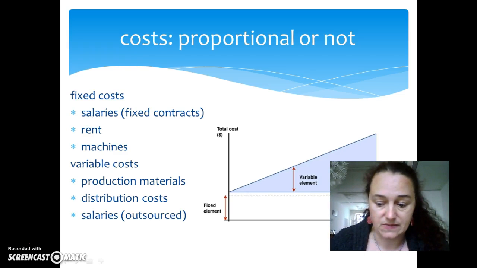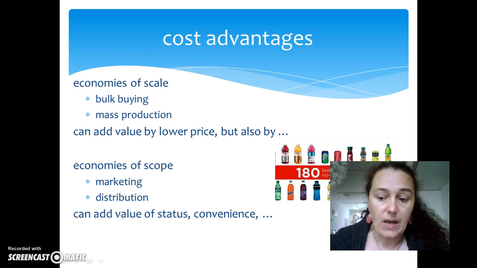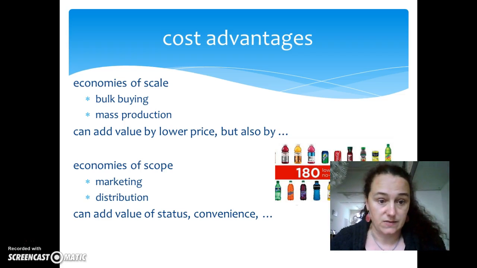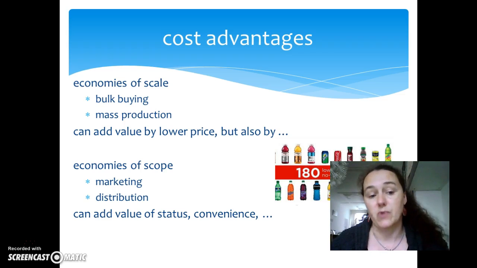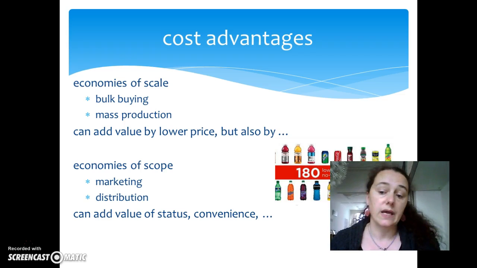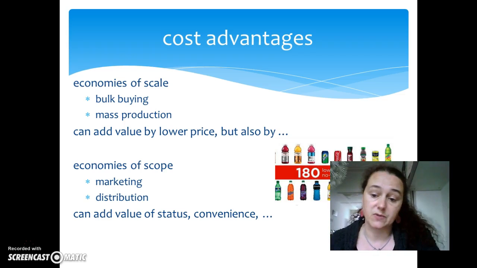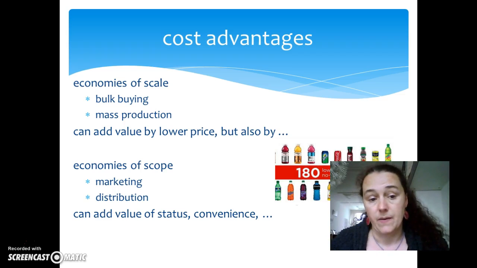How can you get cost advantages? An important way to get cost advantages is economies of scale. If you can do bulk buying or mass production, then in general, as we say, if it's larger volumes, the price will go down. And then sometimes it can also help, for example, to buy together with others. So this economies of scale can add value by lower price, but also by being more generally available, and other things. That is in terms of scale.